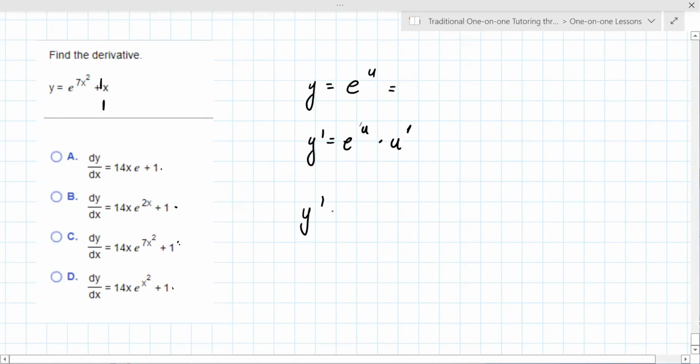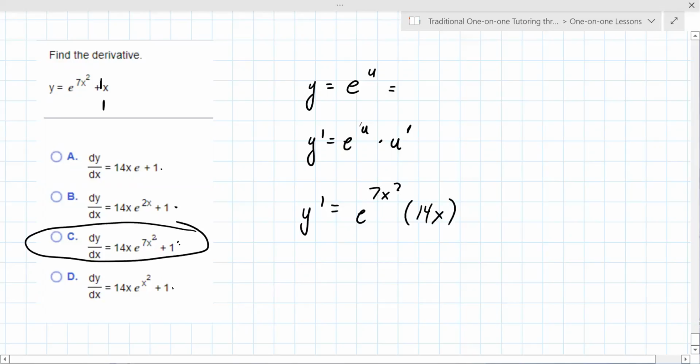So the derivative in your case is e to the 7x squared, and then you take a derivative of the exponent. The derivative of 7x squared is 14x. You'll notice though that only one of them has that correct exponent there, x 7x squared.